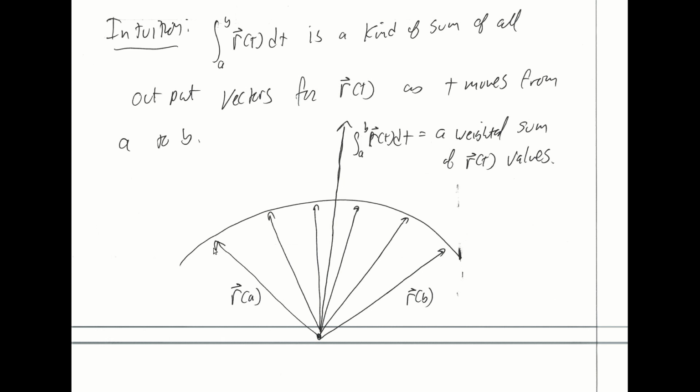So if this is my curve C here, looking like part of the circle or maybe part of a sine or cosine function, then I might have my r hat value at a.